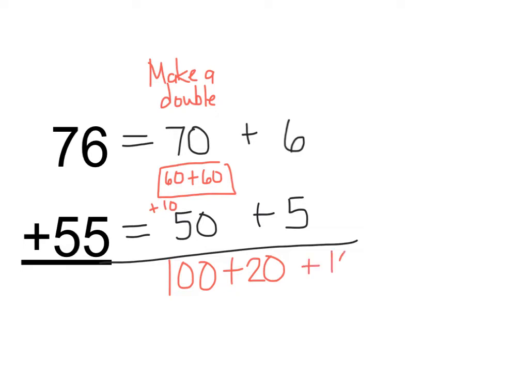6 plus 5 is 11. Now we're going to combine those like terms, or those tens in the middle, and get 100 plus 30 plus 1 equals 131.